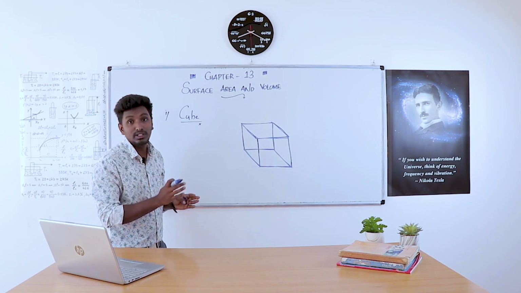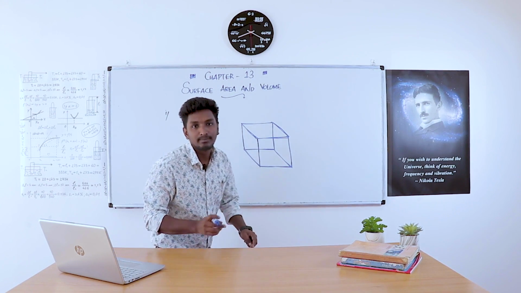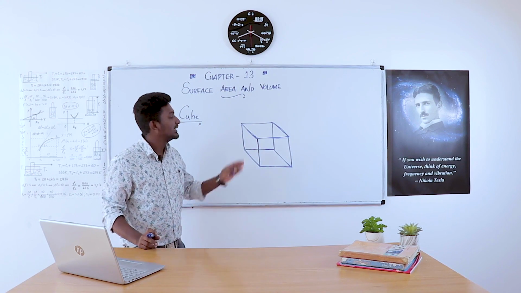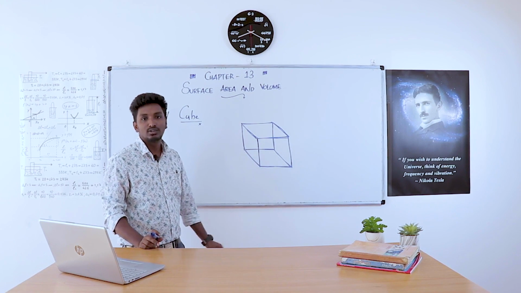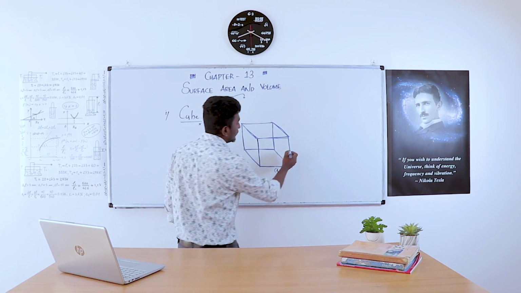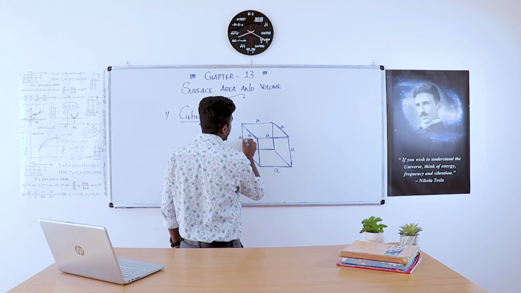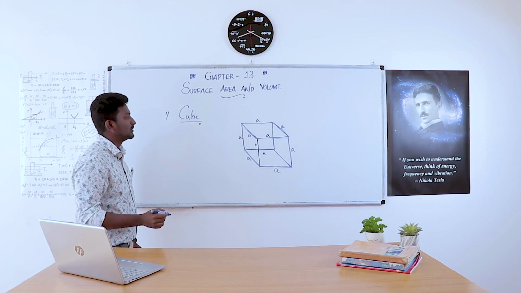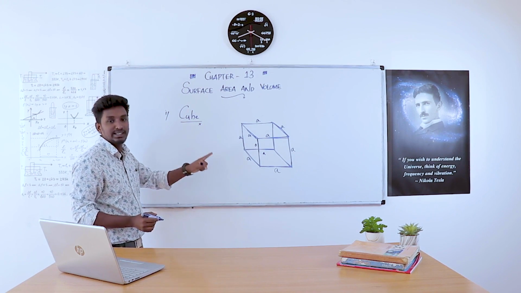The most important peculiarity of a cube is that each face is a square. That means length, breadth and height are the same. If I take the side of the square as a, then all the sides are of the same length a because all these are squares. Clear?